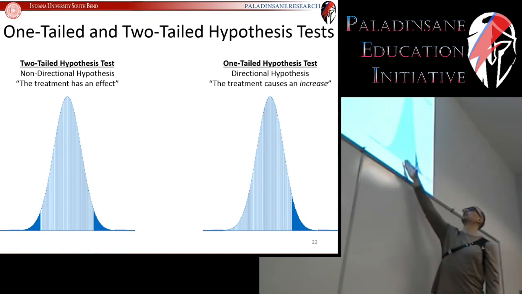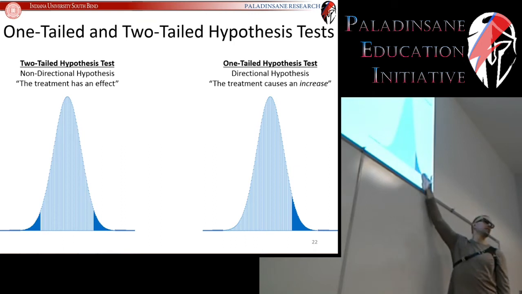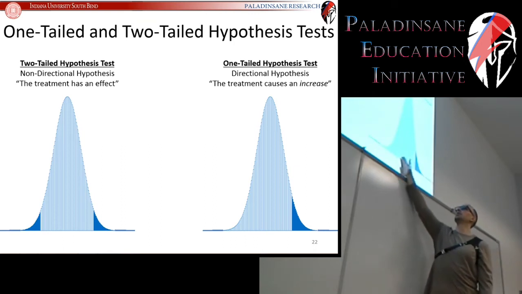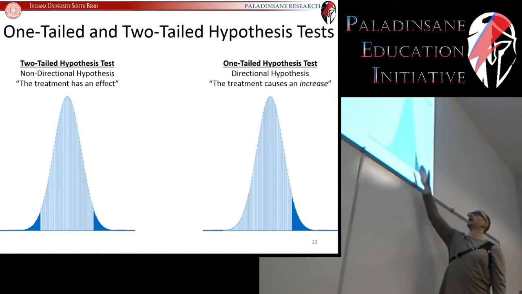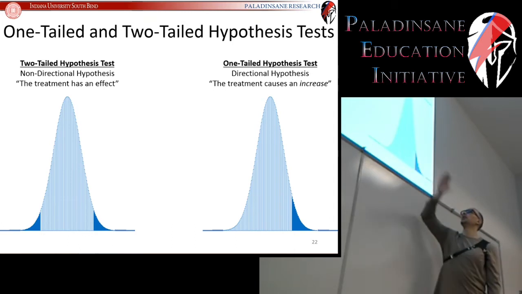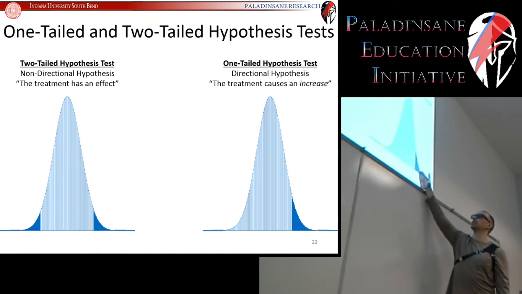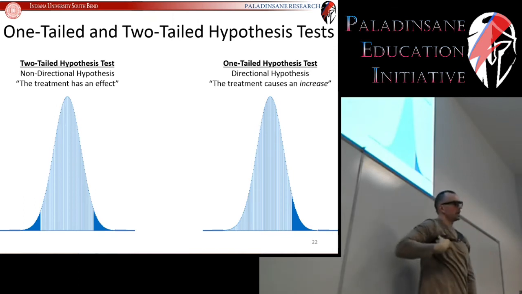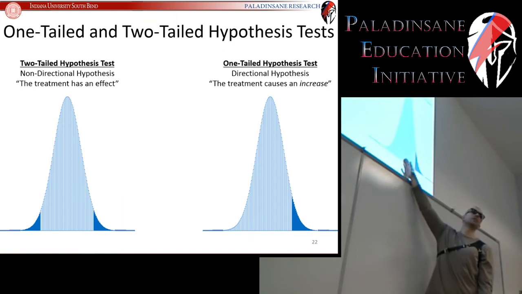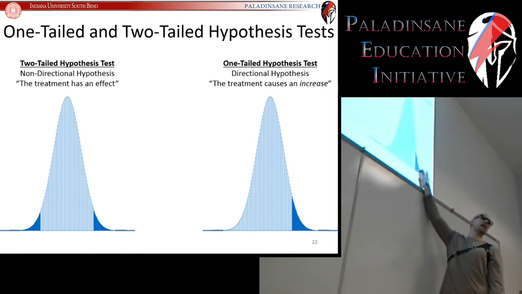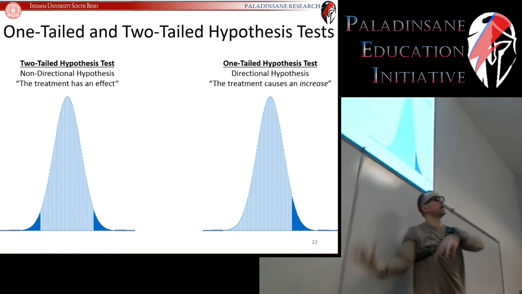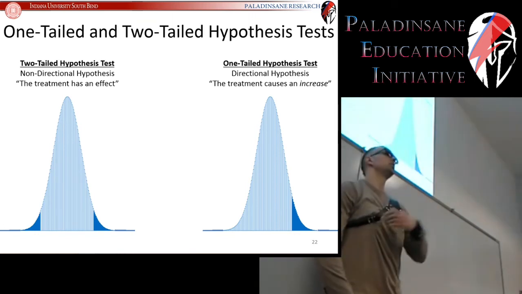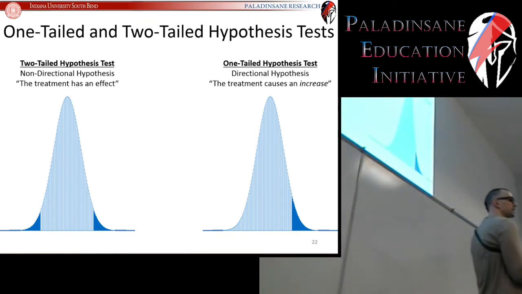So does our treatment cause an increase in self-esteem? Does this treatment make people better? Does this treatment increase the height of children, right? Will this diet increase the height of children? Will this educational program increase scores? Specifically, we're looking for an increase in self-esteem. Does watching violent TV increase acts of aggression, right? We're looking for an increase in this sense. That's when you would do a one-tailed hypothesis test.